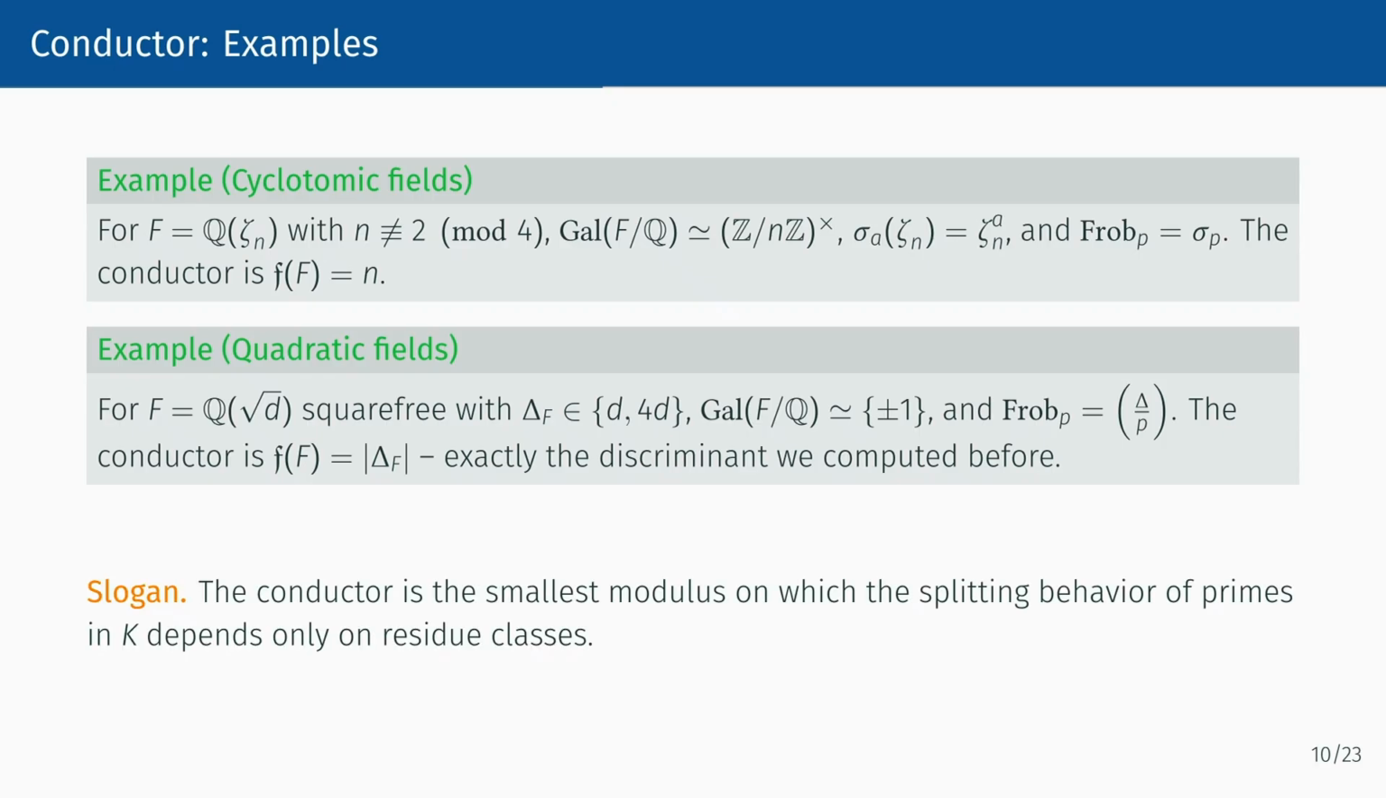So maybe if you want to take away something from this discussion, it is that the conductor is the smallest modulus at which the splitting behavior of primes depends on the residue classes.